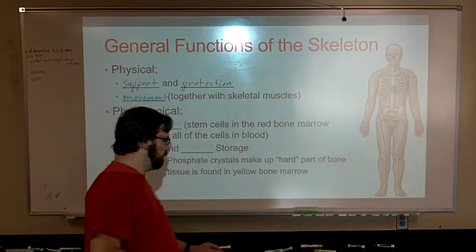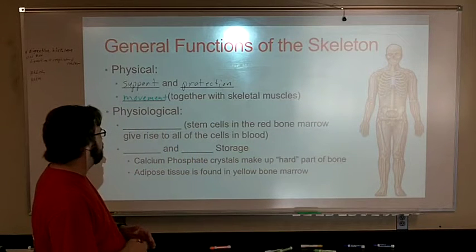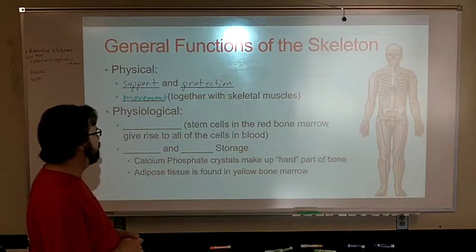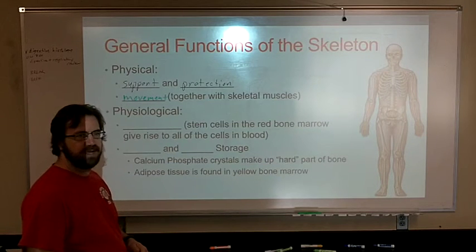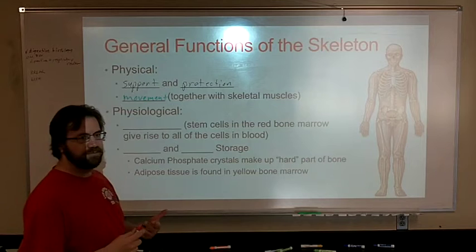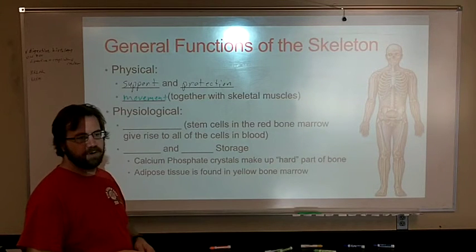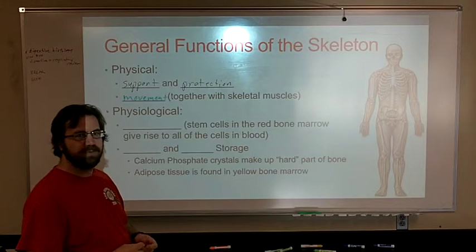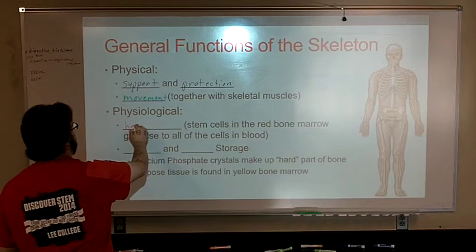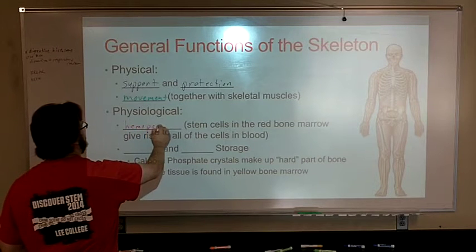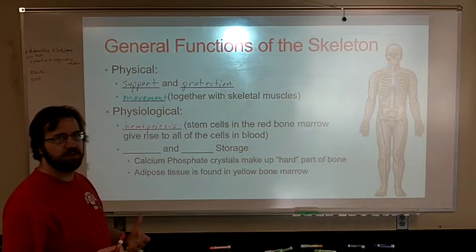Physiologically, then, more homeostatically, I should say, stem cells in the red bone marrow give rise to all of the cells that circulate in your blood, and that process gets its name from the Greek word for blood, heme, and the Greek word for formation of something, poiesis. And so we put those together to make hemopoiesis, which is a funny word, but it works.